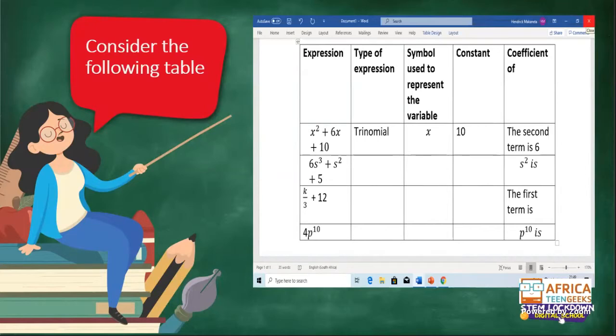We're closing up. So it's a monomial. It's a monomial, yes. Can you hear me, Sabelo? Yes, sir. Okay, thank you very much. It's a monomial because it has got 1 term. I hope that it makes sense. Now the symbol used. So it's P. The symbol used will be P.